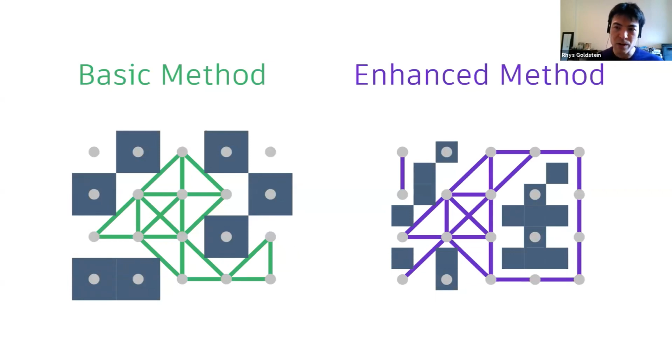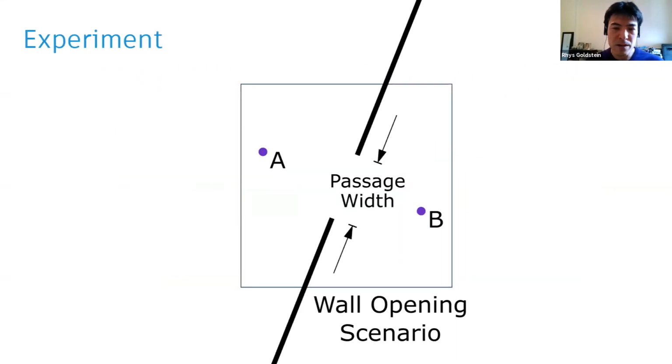And in the paper, we tested this. And here's how we did that. So we did an experiment. In the experiment, we set up these very simple scenes where we had, say, 1 wall and a passage between them. And we wanted to see whether you could get from point A to point B on the space lattice.